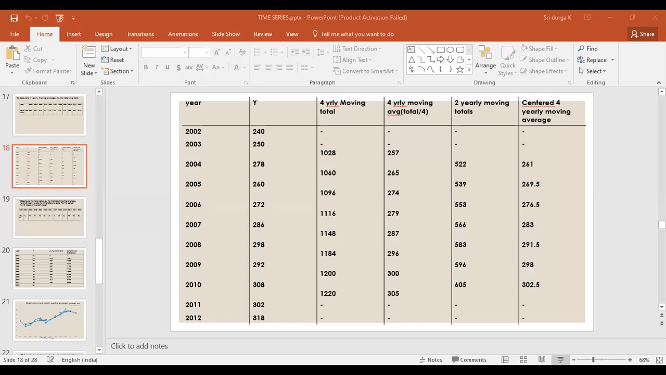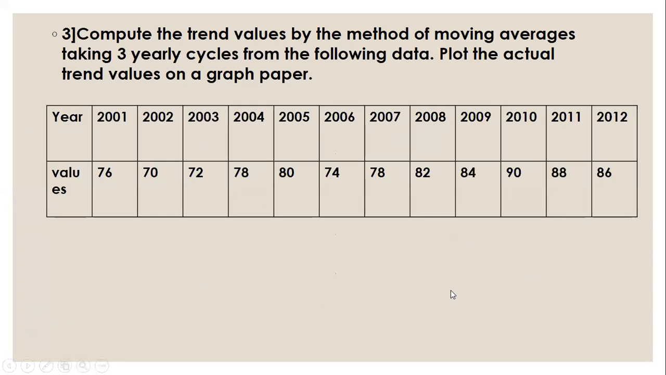So we have to start problem number 3. Problem number 3 is asking us to compute the trend values by the method of moving average, taking 3 yearly cycles from the following data. And we are supposed to plot the actual trend values on the graph paper. They've given us the year and they've also given us the values.